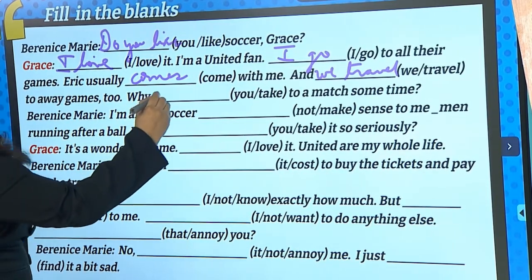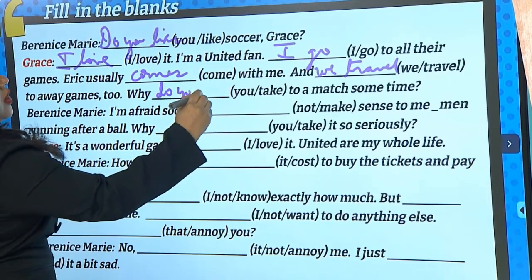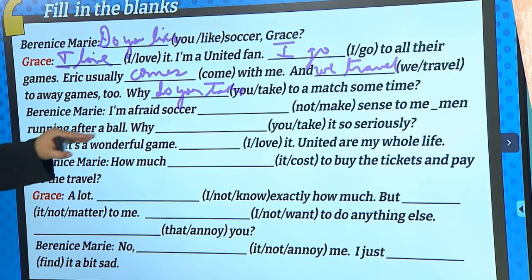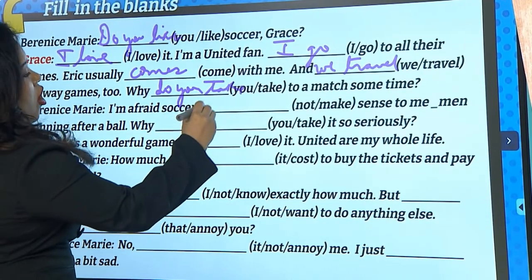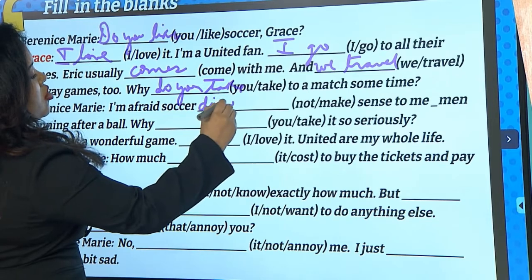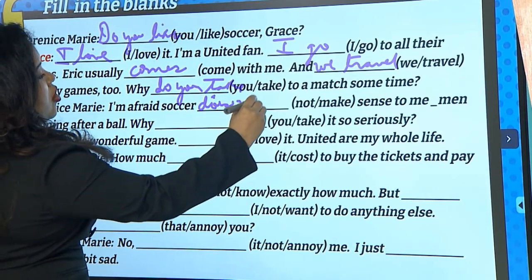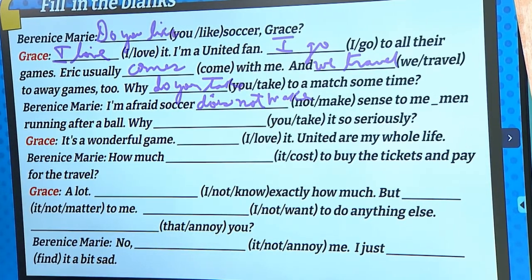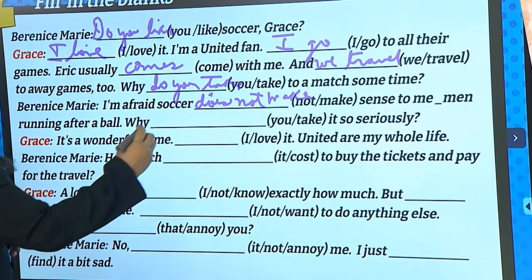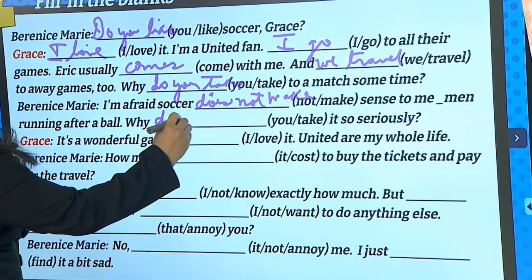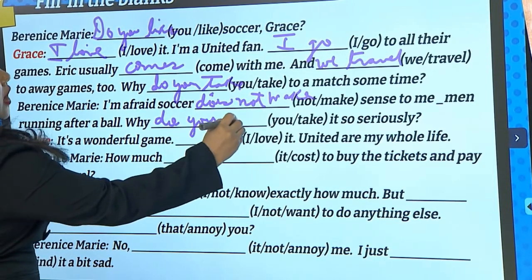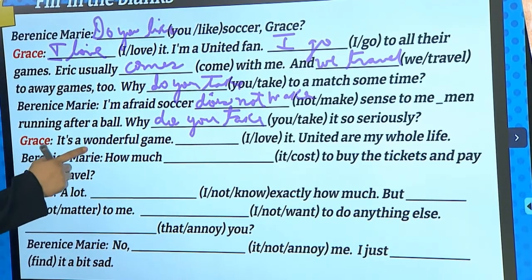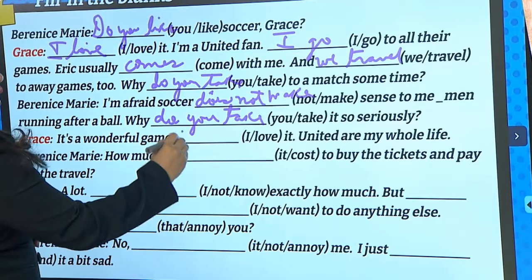Why is a question. Why don't you come to a match sometime? Berenice said, I'm afraid soccer does not make, it's a negative statement, sense to me. Men running after a ball. Now the question, why? We have the auxiliary. Do you take it so seriously? And Grace said, it's a wonderful game. I love it.